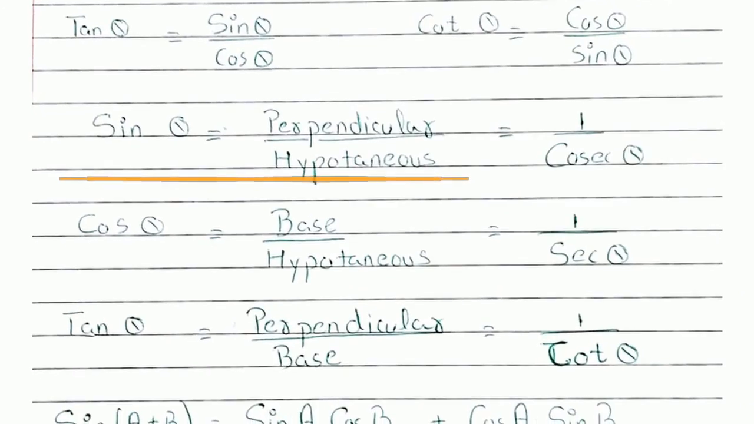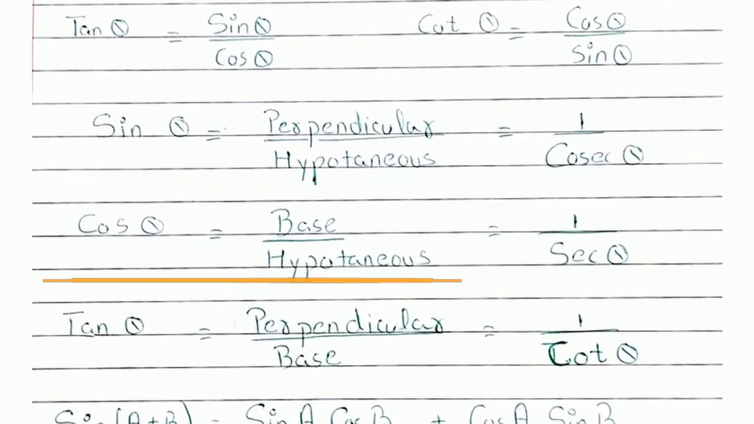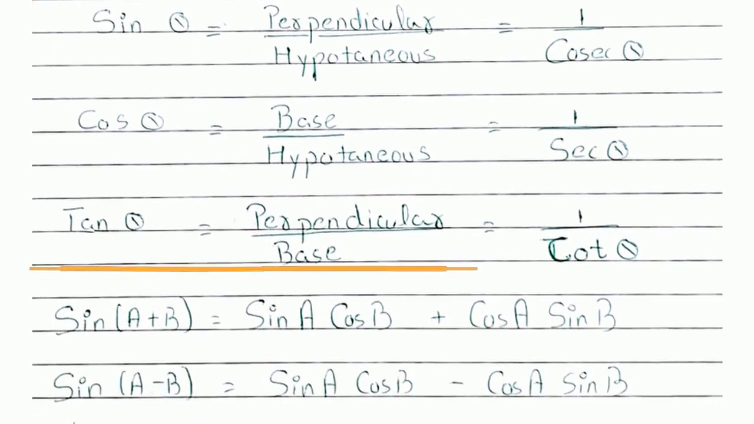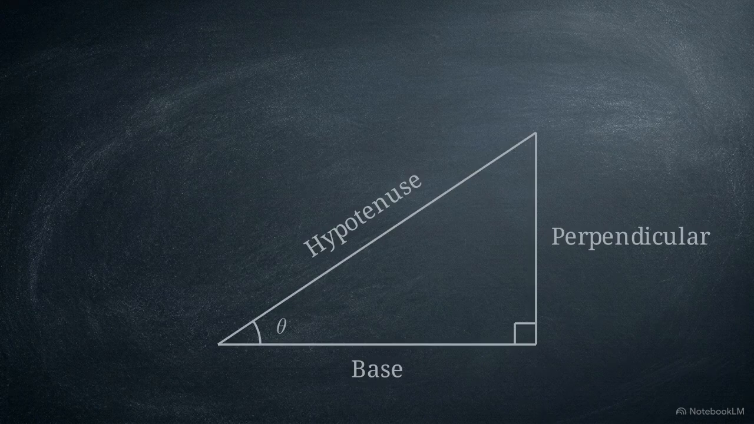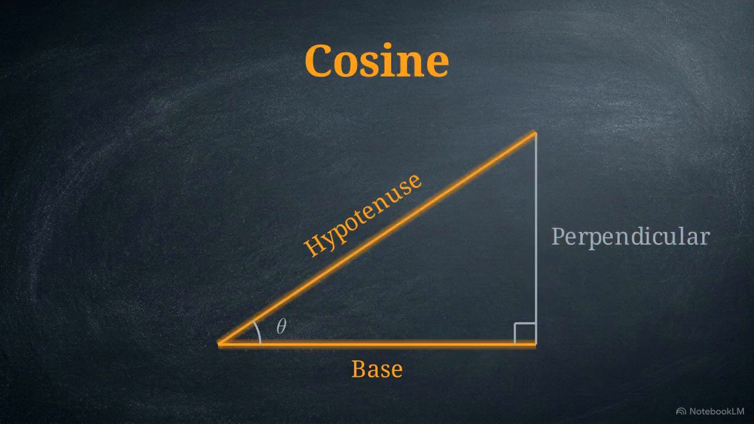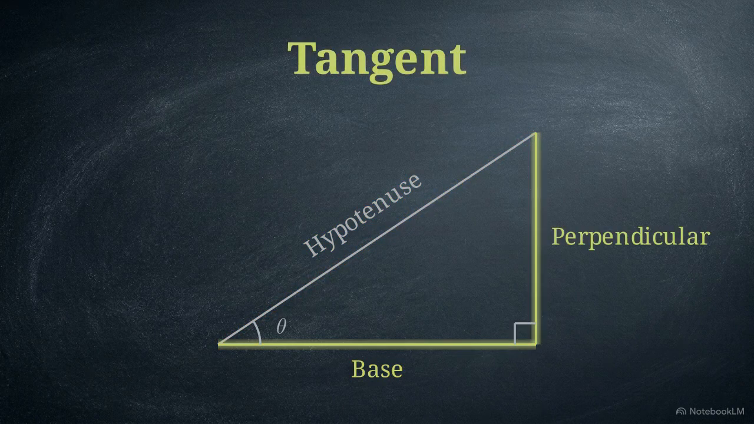Sine compares the vertical wall to the long ramp. Cosine compares the flat floor, the base, to that ramp. And tangent compares the straight vertical wall to the flat floor. These concepts map directly to the physical shape. Sine involves these two outer edges. Cosine pairs the bottom and the diagonal. And tangent measures the vertical wall against the floor.